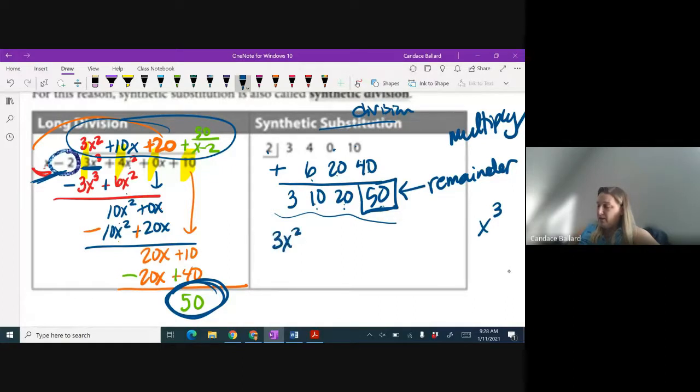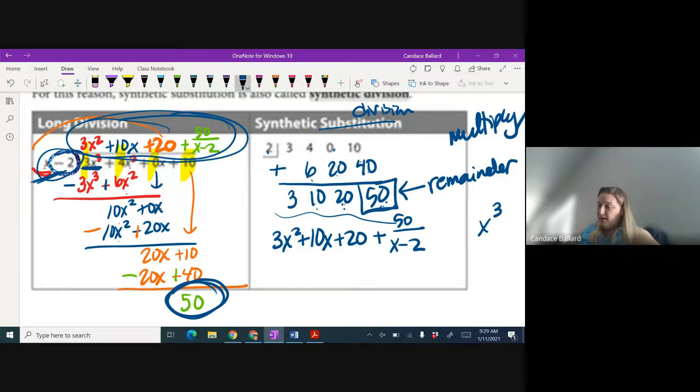And then I'm going to count down on my coefficients. So my next one would be x. And then once I'm at x, I'm at a constant plus the remainder divided by what we were dividing by. So x minus 2. Do you see how we got the exact same thing but using a different method?